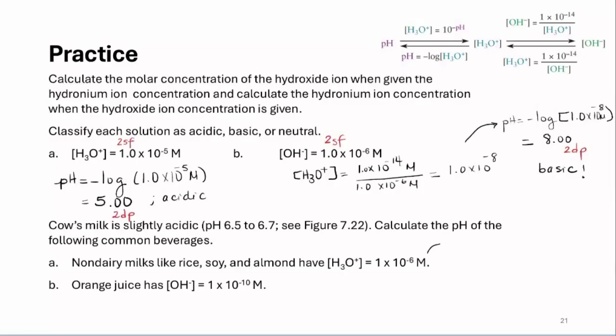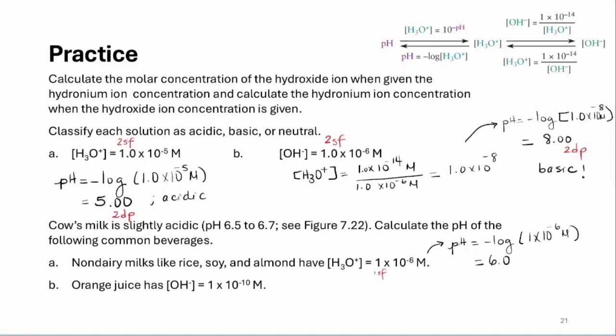So if we do letter A, we're going to say, well, pH equals negative log of the concentration given, which is 1 times 10 to the negative 6 molar. When I plug this into my calculator, I see that my answer is 6. But because there is one significant figure in my concentration, that means that I need one decimal place in my answer. So the final answer is 6.0.